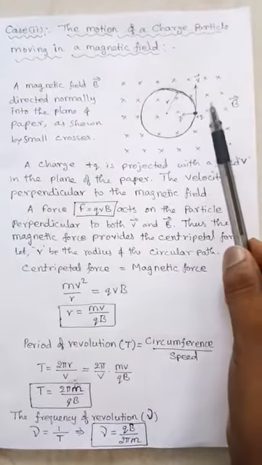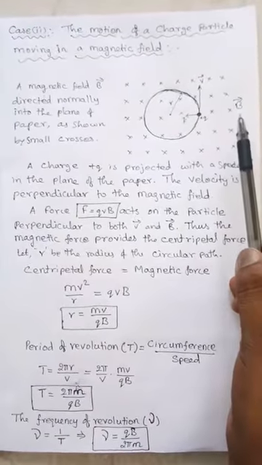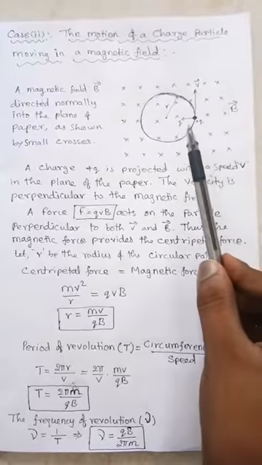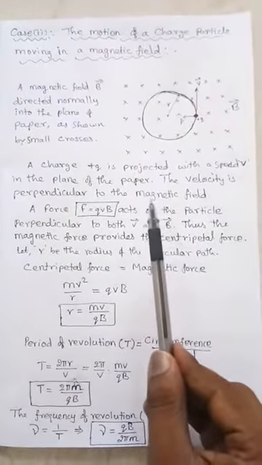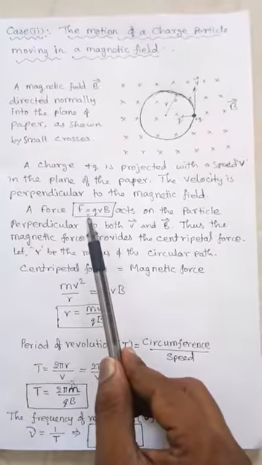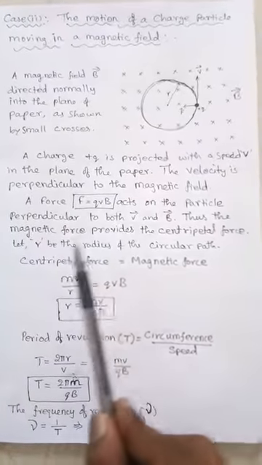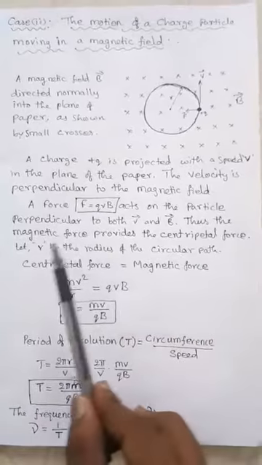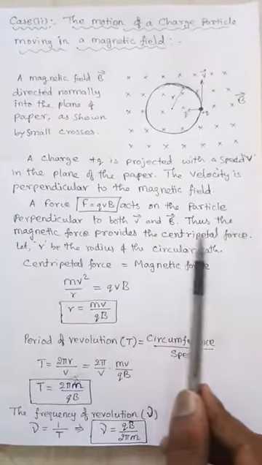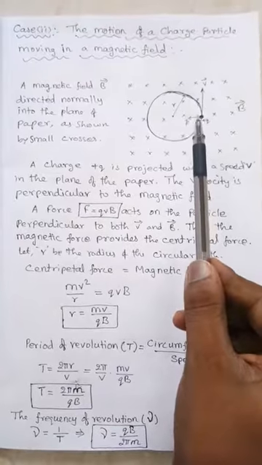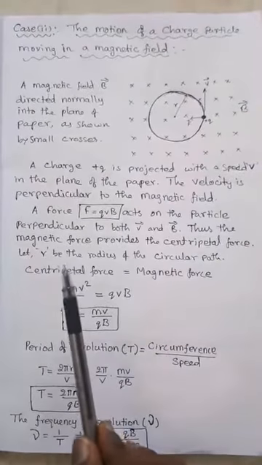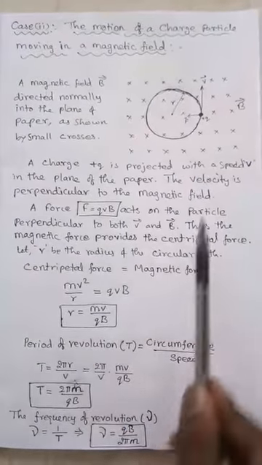When the velocity of the particle is perpendicular to the magnetic field, the particle moves in a circular path, and the magnetic force or Lorentz force is F equals qvB. Thus the magnetic force provides the centripetal force. When an object is moving in a circular path, it produces centripetal force. Here r is the radius of the circular path.